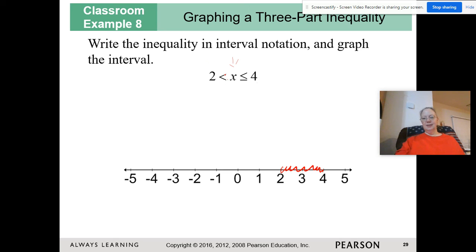Now the 2 has this less than, so I'm going to use a parenthesis on the 2. And the 4 has less than or equal to, so I'm going to use a bracket on the 4. When we do our interval notation, we're going to have parenthesis 2, comma, 4, bracket. The 2 is smaller than 4, so it has to be on the left.